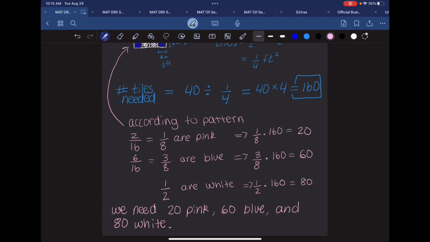Now, of course, if you're actually tiling a wall, it might be a good idea to buy maybe like 2 or 3 extra of each tile in case you break some when you're putting them up. But here you know the number of tiles that will be sticking onto the wall at the end of the project are 20 pink, 60 blue, and 80 white.